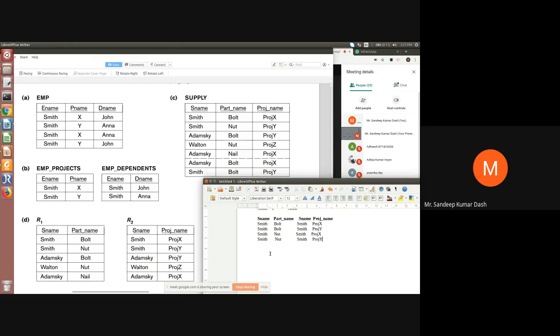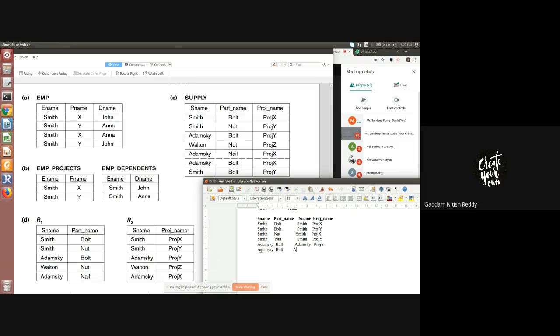Fine. So if I write Adamski bolt with Adamski, any doubt? No problem, no? It's clear. Adamski. Next combination will be what? Adamski bolt with.